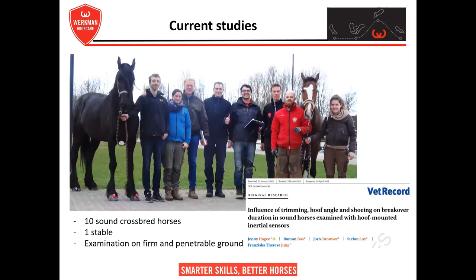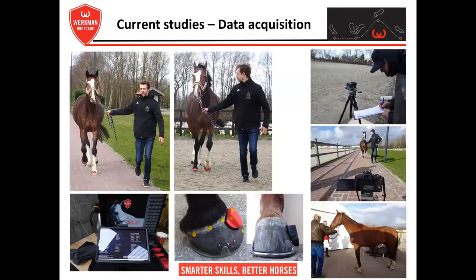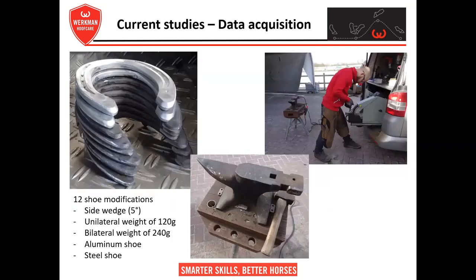And to bring a little bit more light into the question marks, we did our own study, as I showed you in the webinar for the breakover, I guess. We examined 10 sound horses of different breeds in one stable, and we examined the horses on firm and penetrable ground. With the focus of this webinar, we will focus on the firm ground because this is easier at the moment, and we examined these modifications. In total, we had 12 different situations and conditions. But for this webinar, it's important to know that we examined the horses barefoot before and after trimming.